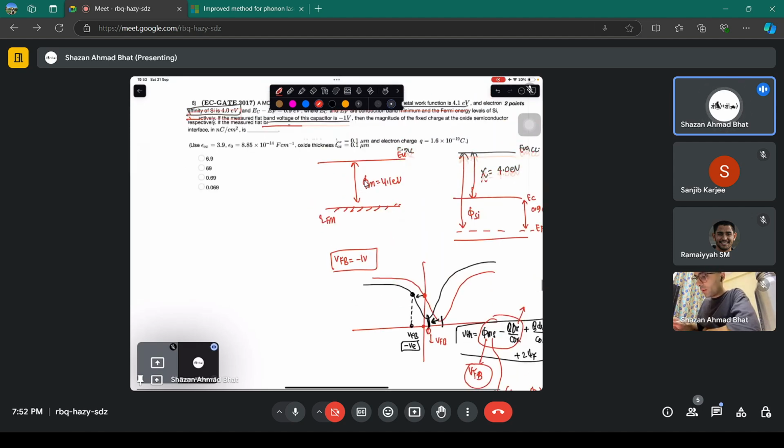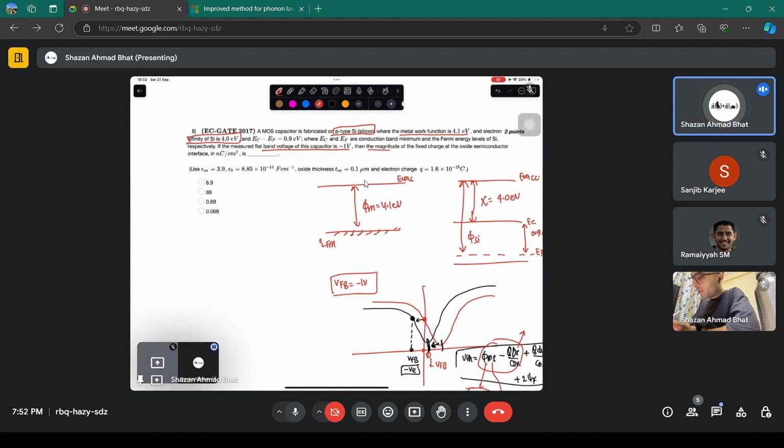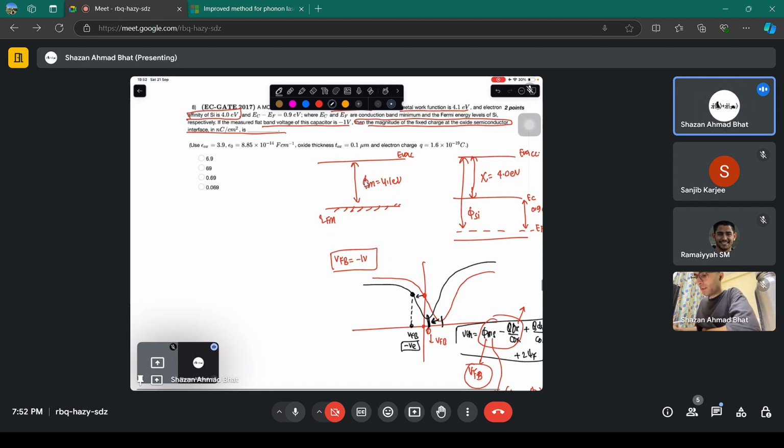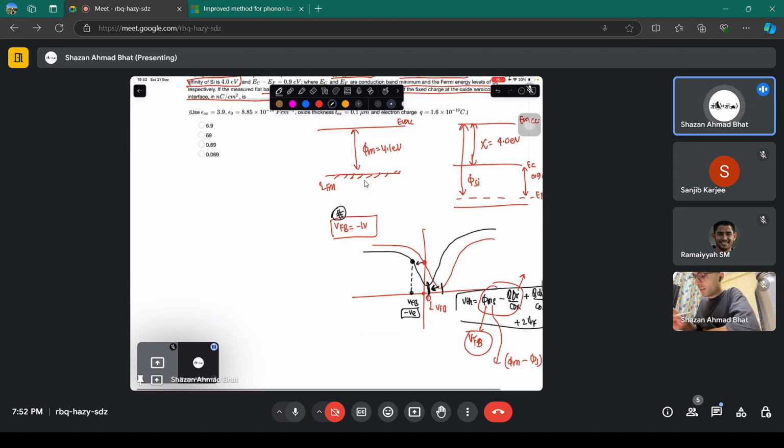So now what we have to do is find the magnitude of fixed charges at the oxide semiconductor interface. This is the concept about fixed charges at the oxide semiconductor interface. So you have to find the charge magnitude of the fixed charge at the oxide and semiconductor interface. So how are we going to approach this question? Initially you find the flat band voltage, you use this particular thing. Flat band voltage has been given. What you can compute from it is the oxide charges.